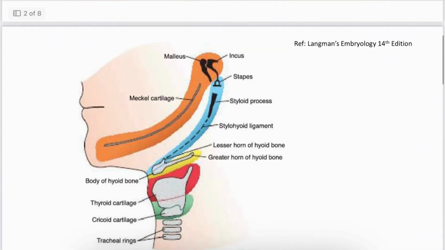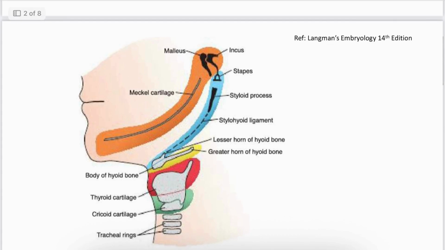So in this particular image, what we are seeing is all the cartilaginous and the skeletal derivatives of the different pharyngeal arches. First of all, we should know that there are 5 pharyngeal arches, right from number 1, then we have number 2, then number 3, then number 4, fifth one is missing, then we have number 6. So in this particular image, you can see all the different color codings, right?